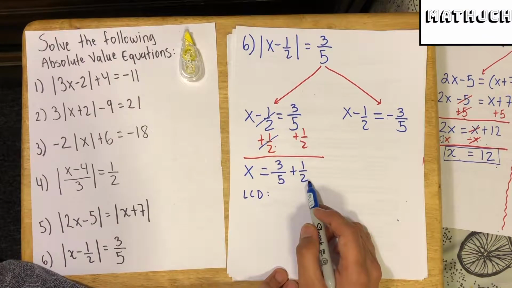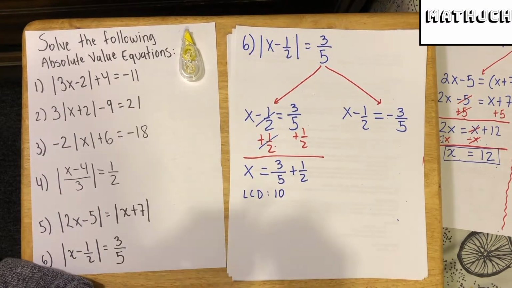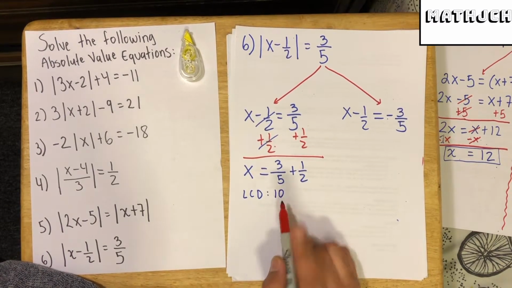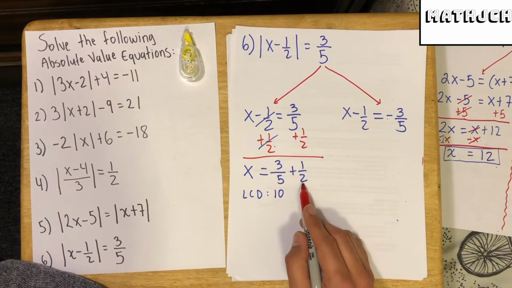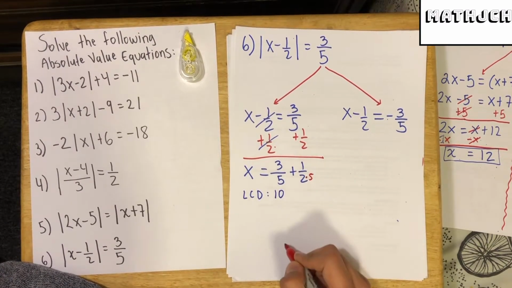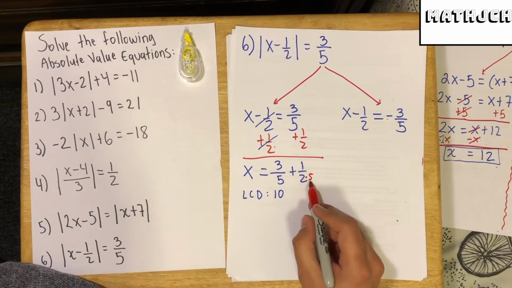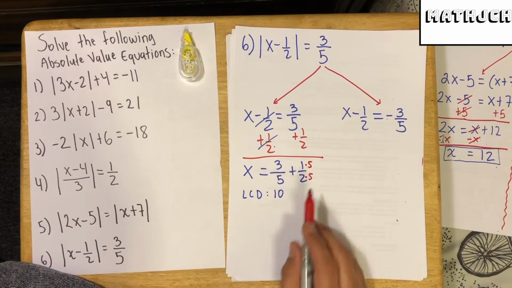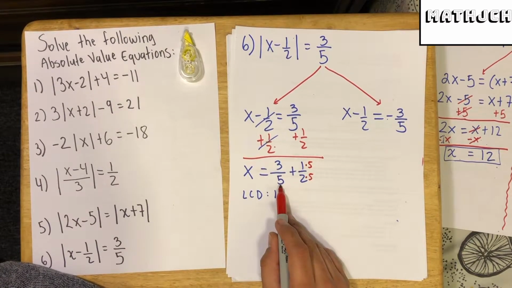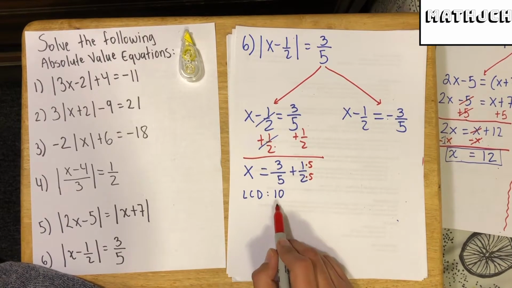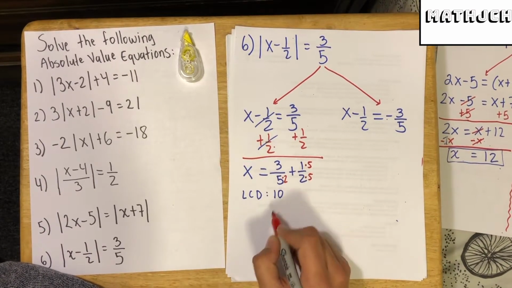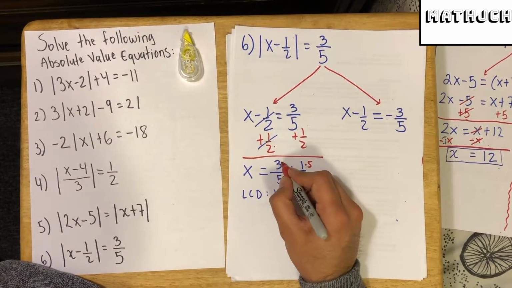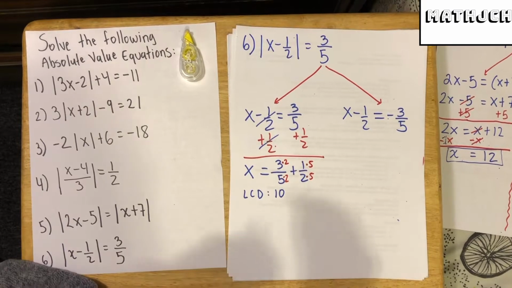Between 5 and 2, my LCD happens to be 10. Therefore, I need to make both numbers into a 10 by multiplying by some number. That 2, I need to multiply by 5, because 2 times 5 gives me 10. If I multiply the denominator by 5, I need to multiply the numerator times 5 as well. Now let's go back here, 5. One number times 5 gives me 10. That happens to be 2. 5 times 2, 10. If I multiply the denominator by 2, I also need to multiply the numerator by 2.